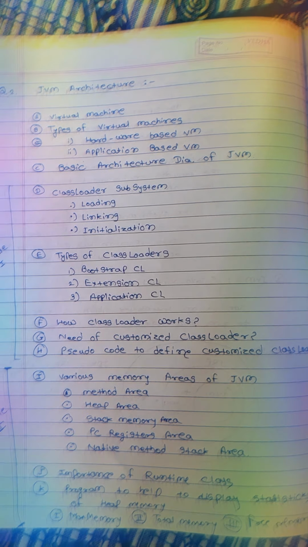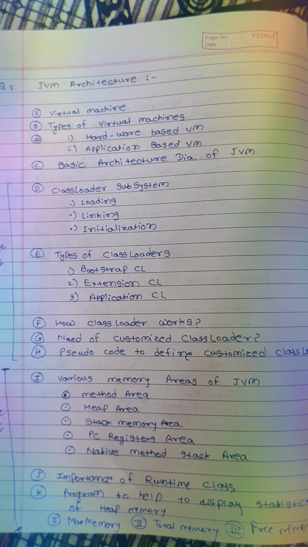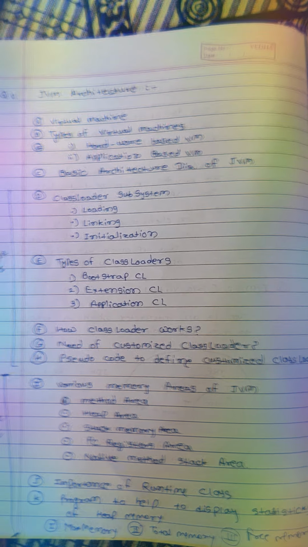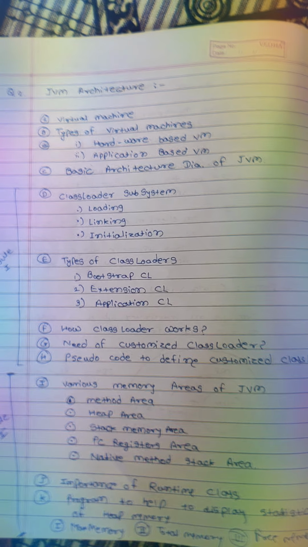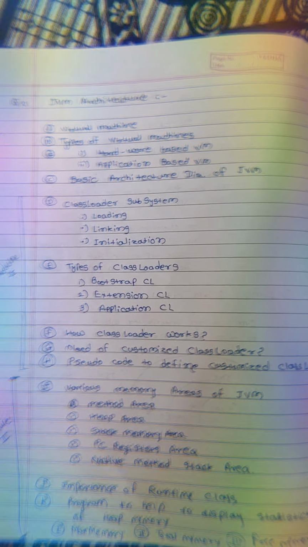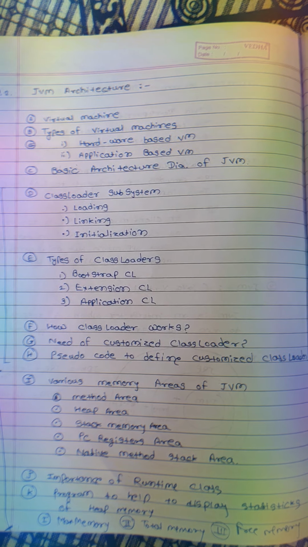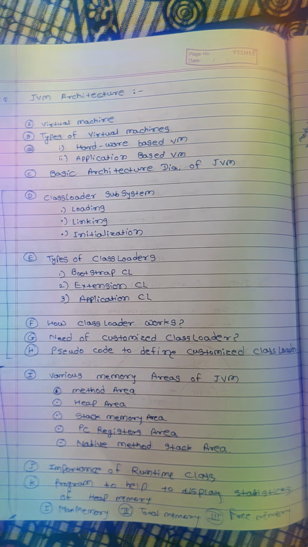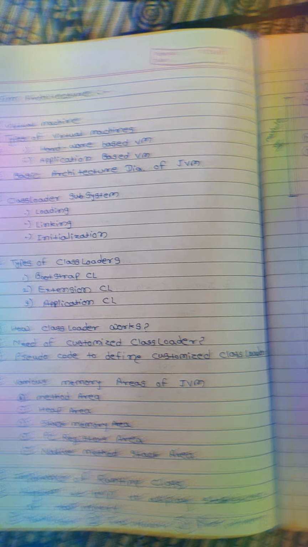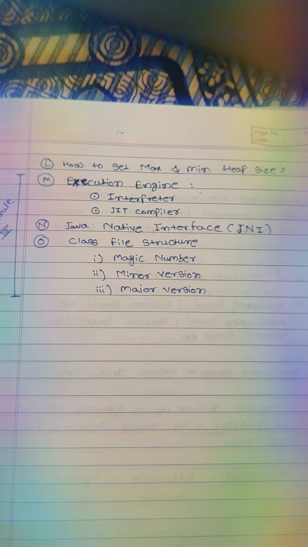loader. Then various memory areas of Java virtual machine, like there are five memory areas of JVM: method area, heap area, stack memory area, PC registers area, and then at last native method stack area. Importance of runtime class: program to help to display statistics of heap memory. Then there are three types of memory: max memory, total memory, free memory. And how to set max and min of heap size.